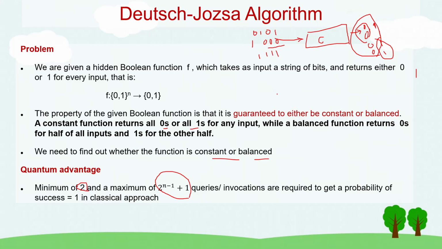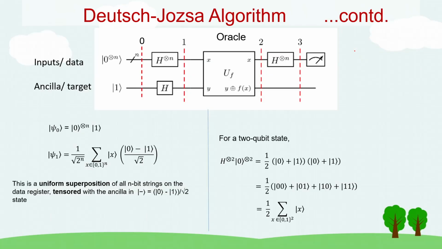Now, can anyone guess how many queries, or how many invocations of this function, I have to do using a quantum computer? One query is sufficient to get the right answer in quantum. So that is the trick. Now you agree? The DJ algorithm gave this trick. You just do it once. So how does it achieve this? It gives the circuit. This is the DJ algorithm circuit.